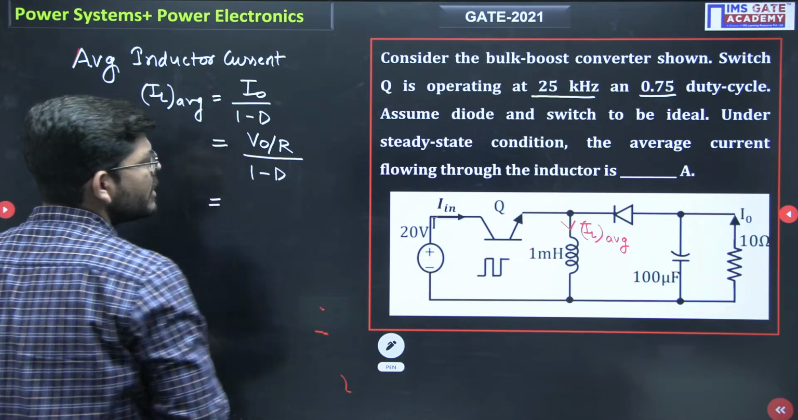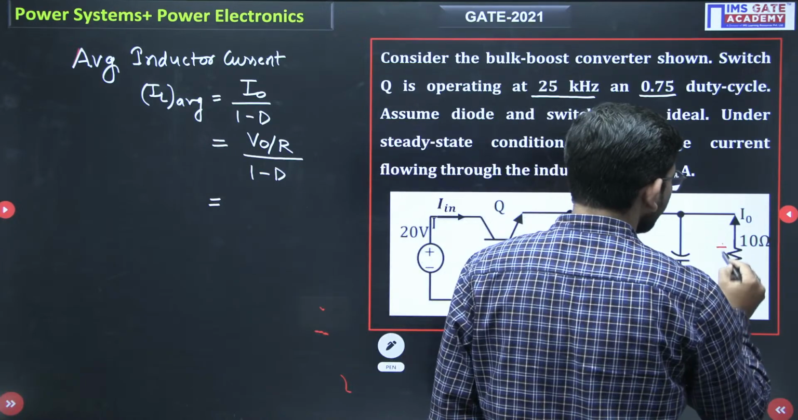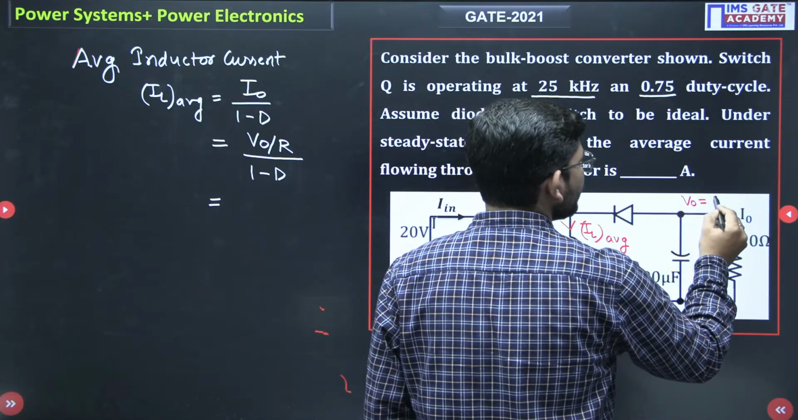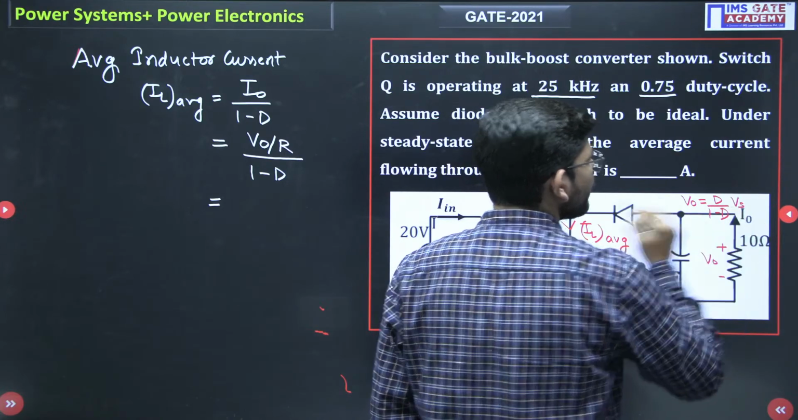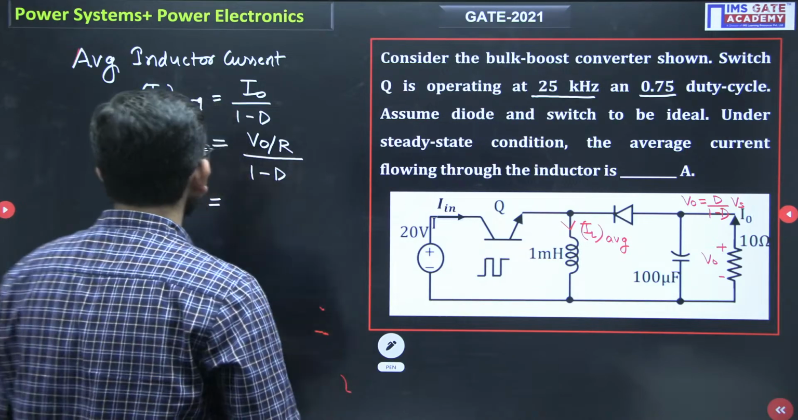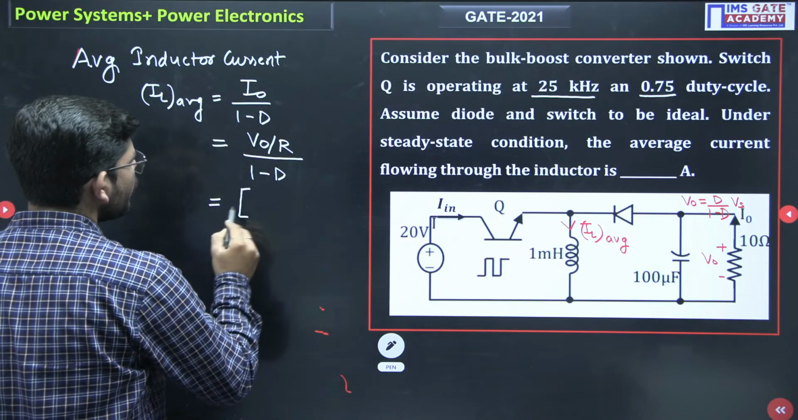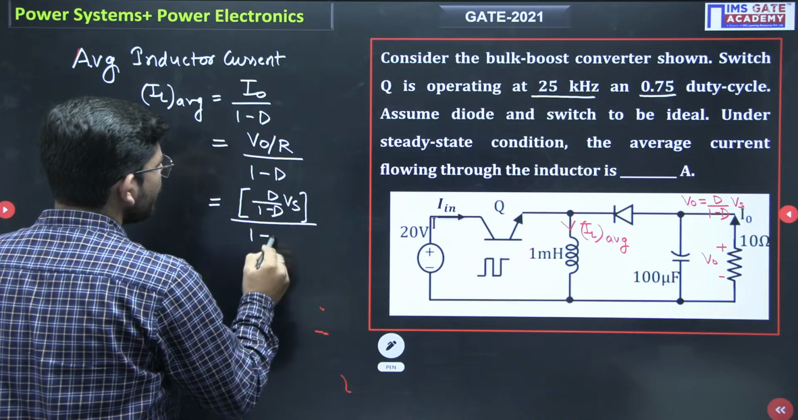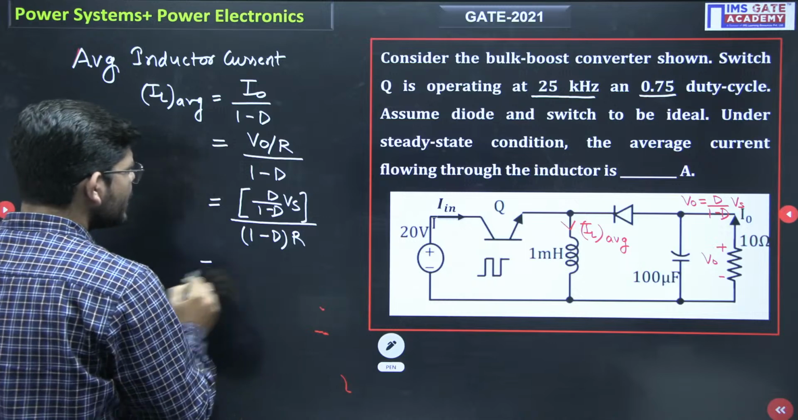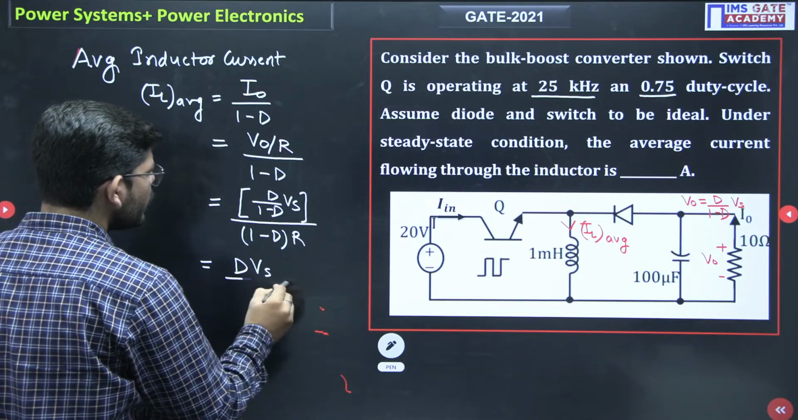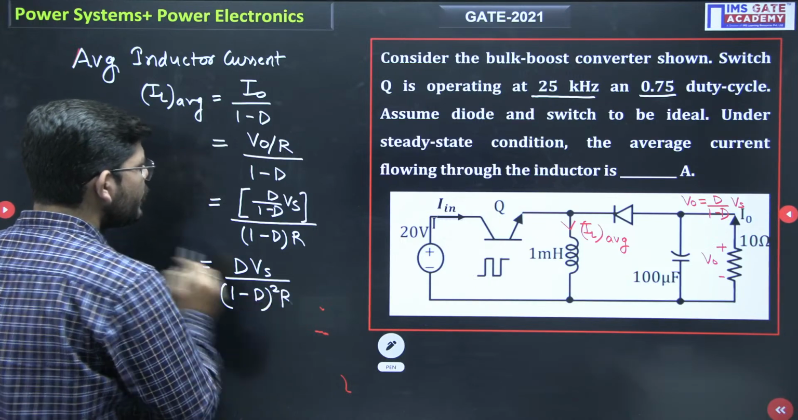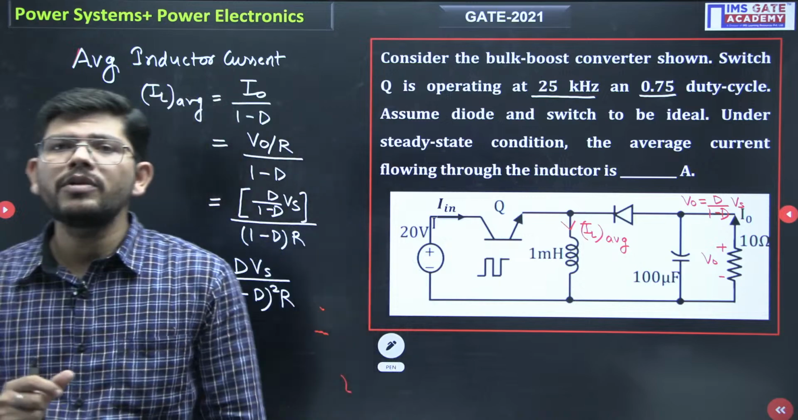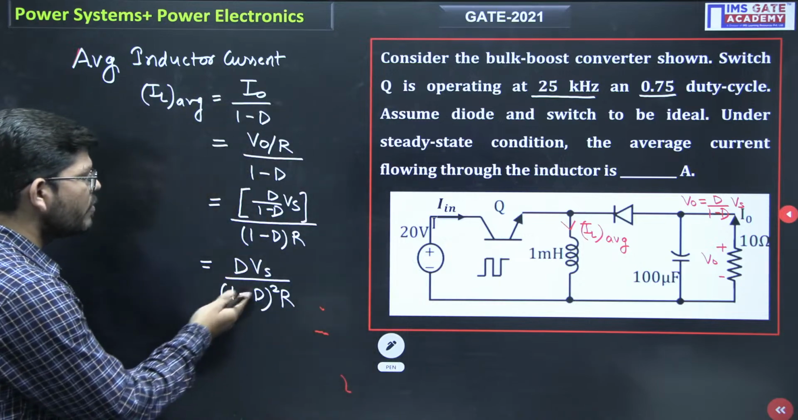What is the value of V naught? In case of a buck boost converter, the output voltage V naught is equal to D upon 1 minus D times Vs. If we put this formula here, the current will be D upon 1 minus D times Vs, over 1 minus D times R. Finally this reduces to D Vs over 1 minus D square into R.